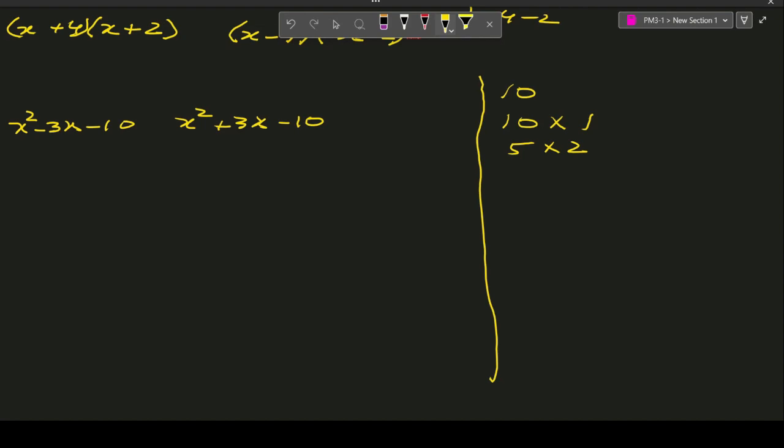So here, what we need to do with them? Either we have to add them or we have to subtract one from the other. So since the sign of the constant is minus in both the cases, we'll have to do a subtraction. So if I subtract 1 from 10, I'll get 9, but I need 3. So this is not right, this is wrong. If I subtract 2 from 5, I'll get 3. So I need 3, so this is the correct one.